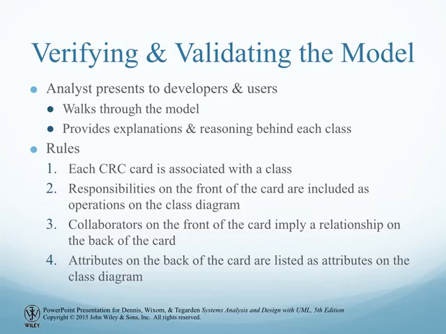So for verifying and validating, there's actually going to be a whole section on this in one of the later chapters. But really what you want to do is verify that what's on the CRC is in the class diagram. So each CRC is associated with a class, right? That's how we determine that these objects exist and these are the classes. So then you double check that the responsibilities on the front of the card are included in the operations, that the collaborators on the front of the card are included in the relationships, and they're there. And then all the attributes that you have listed on the back are actually listed inside the class diagram itself.